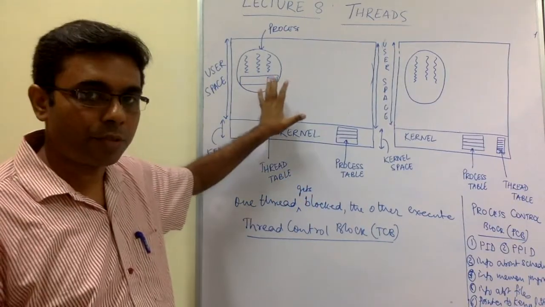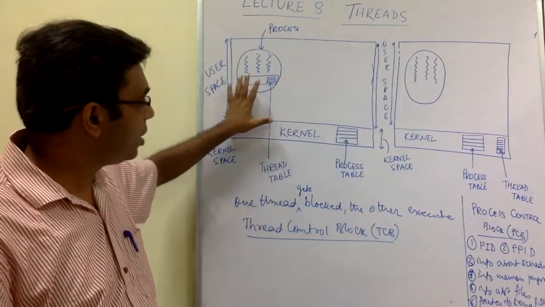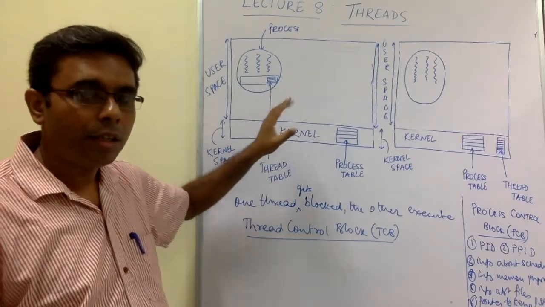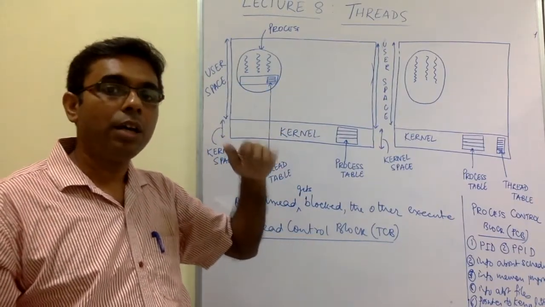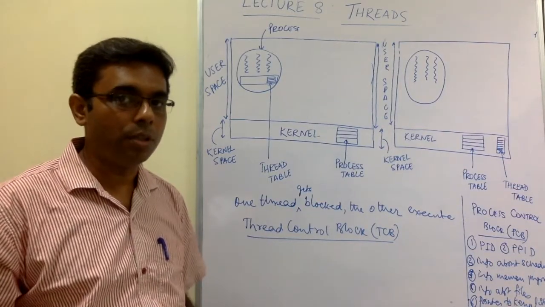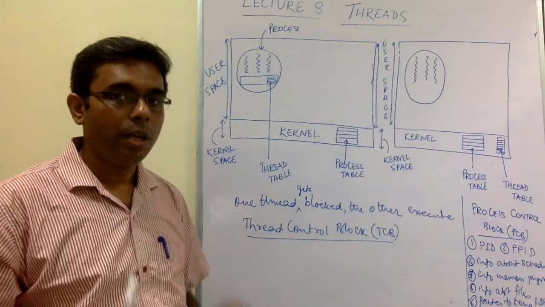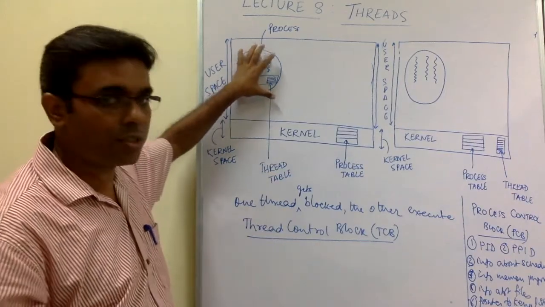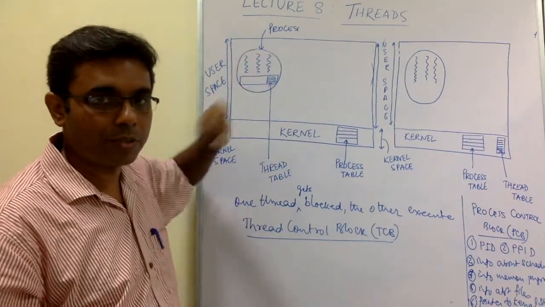This is the situation where the threads are created in the user space. The kernel has no idea about the number of threads that have been created. It's all in the process which is running in the user space.